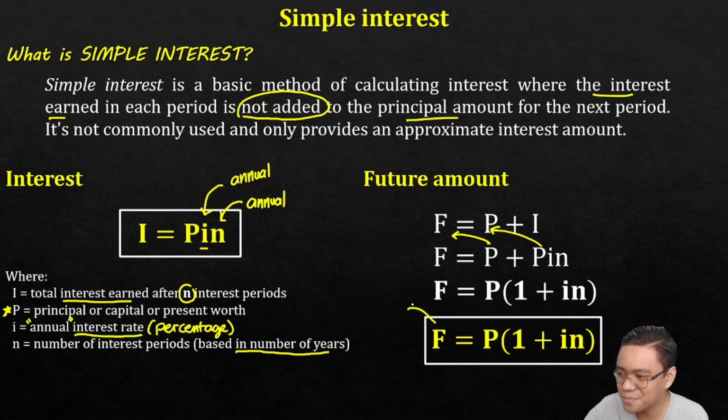Okay? So eto po, future worth or future amount, you're talking about annual pa rin yung pag-count natin dito. Ito rin, this is annual also. Annual din yung pag-count natin. Ito rin, annual to lahat eh. Annual. And ito rin, annual to.